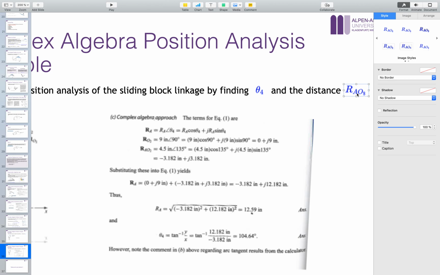In the next part, we'll see how to use all three of them for velocity analysis. And of course, next would be the acceleration.